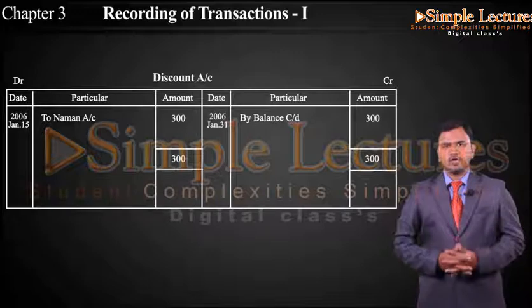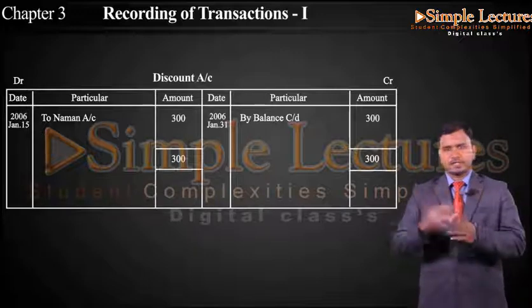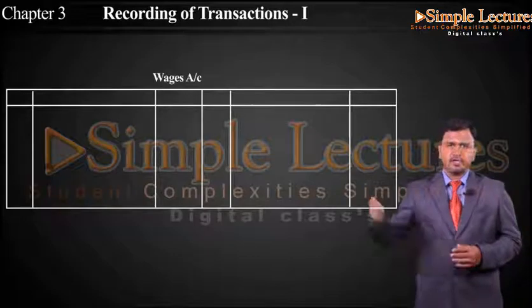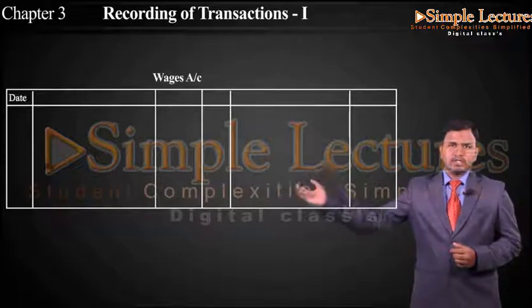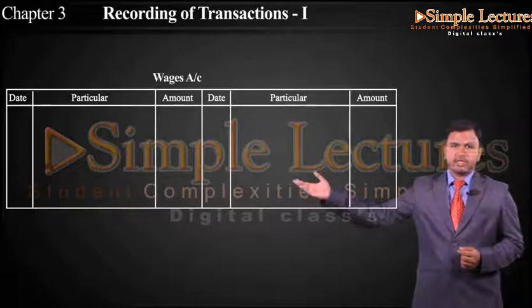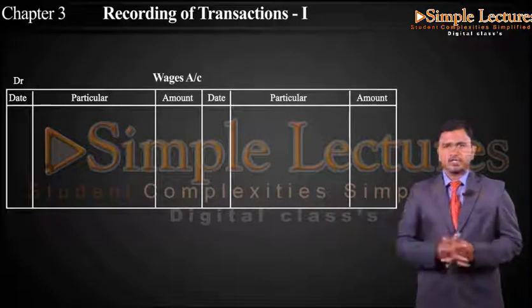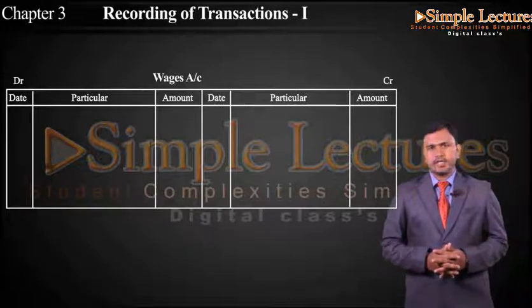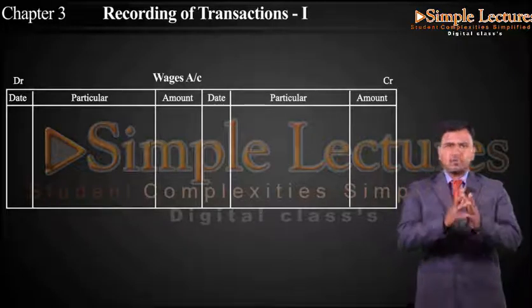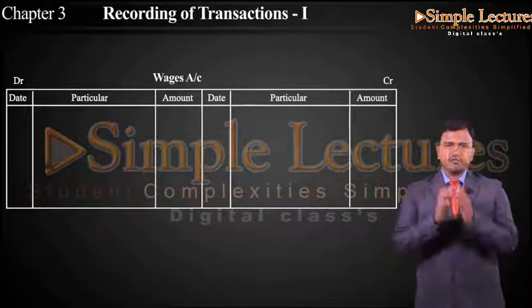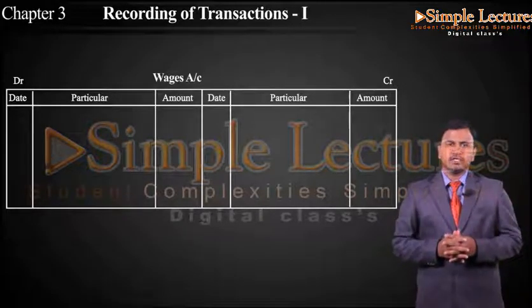So next account we have to prepare is for wages. Again same format, where the format remains the same. Again title will be wages, then date, particulars, amount, date, particulars, amount. Left hand side DR and in the right hand side CR. So coming to wages, we have only one entry, or only one transaction which is on Jan 16th, where we are paying wages in cash.